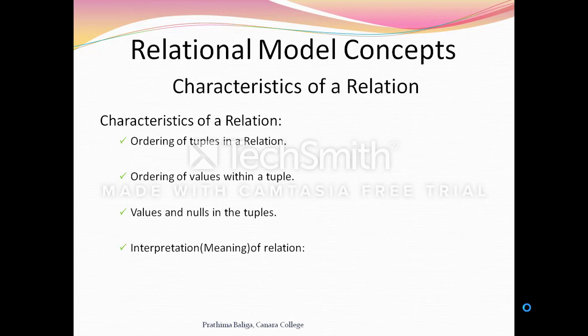The last characteristic is interpretation of a relation. The relation schema can be interpreted as a declaration or an assertion. That is, the schema of the student relation asserts that a student entity has a roll number, name, course, and address.